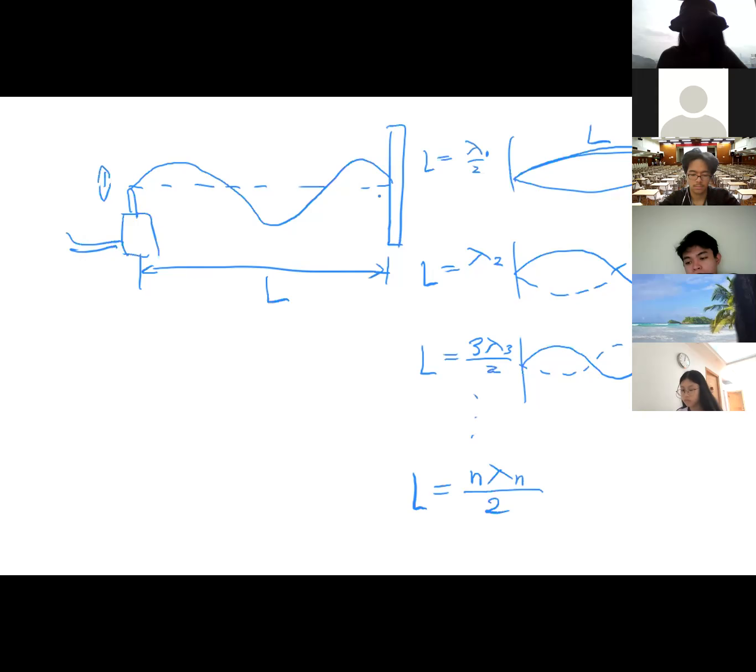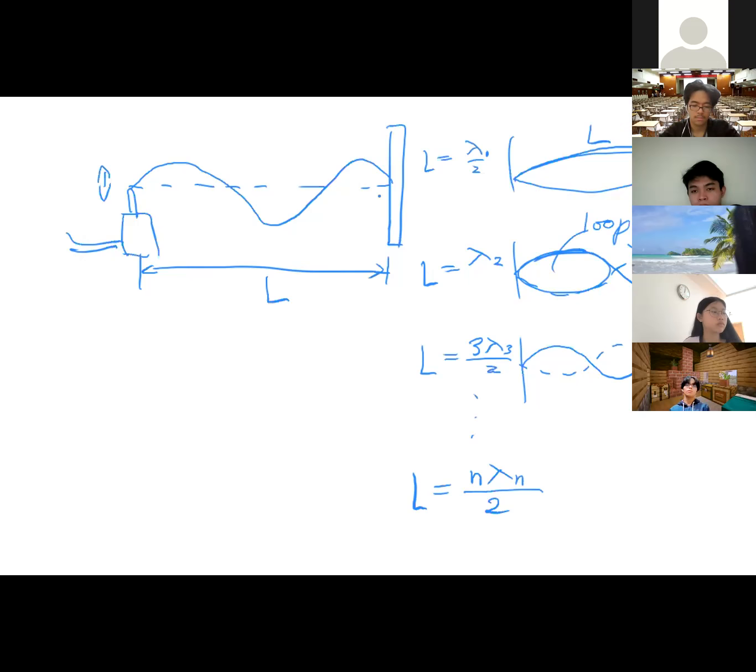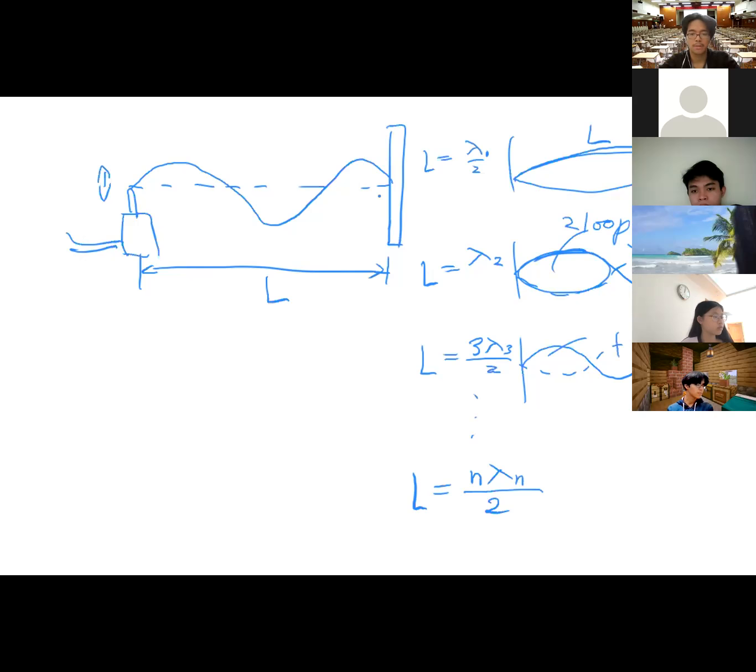If you increase the frequency, you will have this change. And up to a certain frequency, there will be first order, second order, third order of stationary waves. Higher frequency means more loops. I'll call this 1 loop, 2 loops. This one is 3 loops. All right? That is stationary wave.